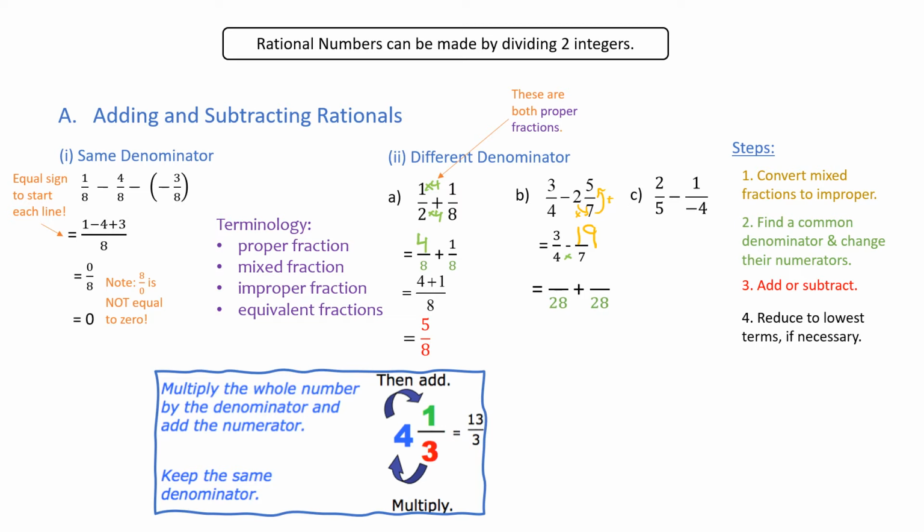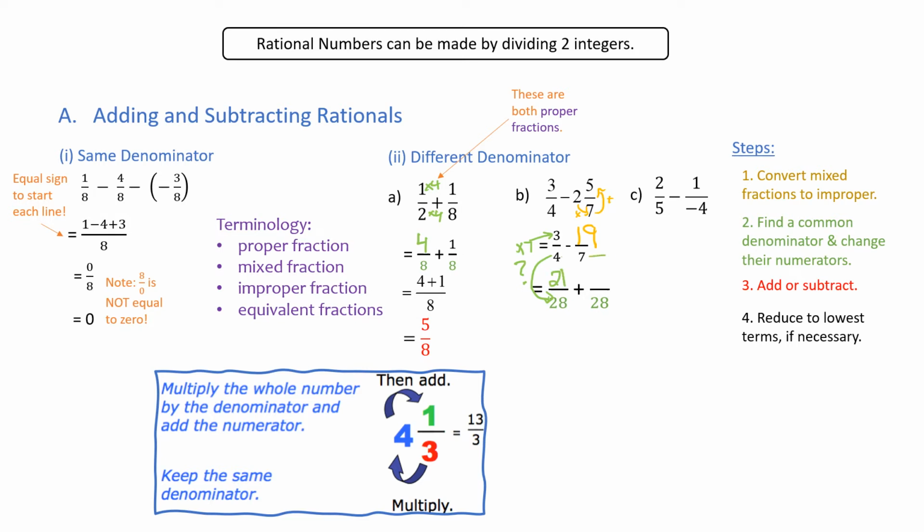So our common denominator is 28. Now we have to figure out our numerators. So the numerator, what did we do to this 4 denominator to get to a 28? How did we get from 4 to 28? What did we do? We multiplied by 7. So I have to do the same thing to the numerator here. I have to do 3 times 7. So I'm going to have a 21 there.